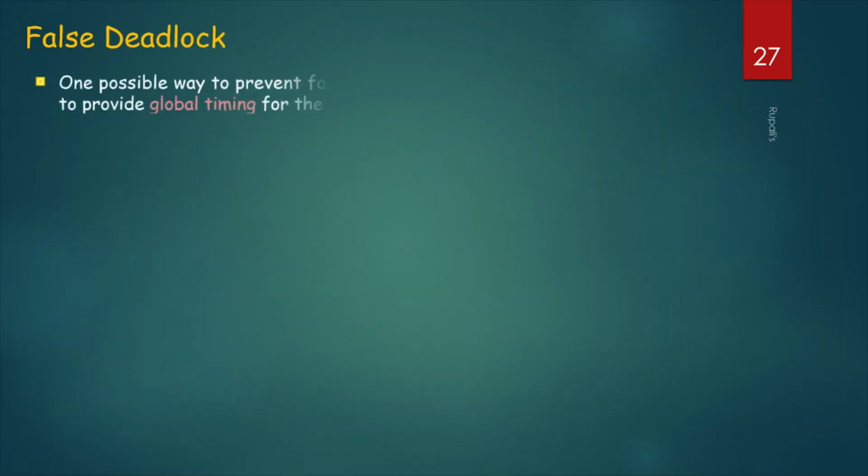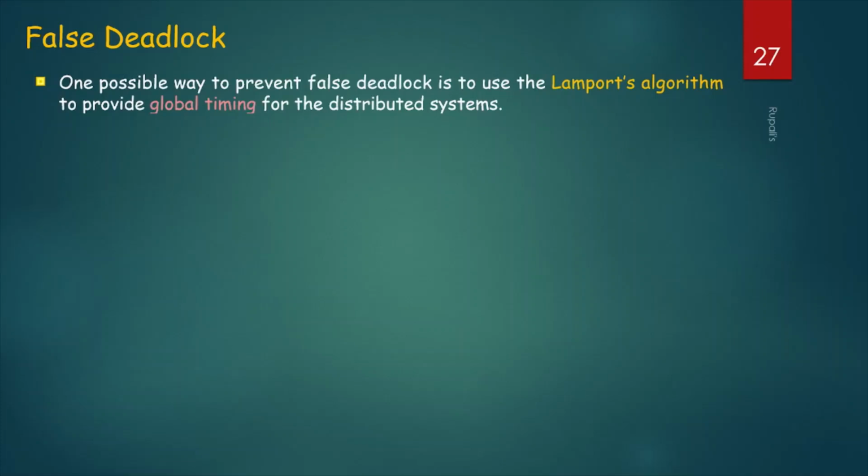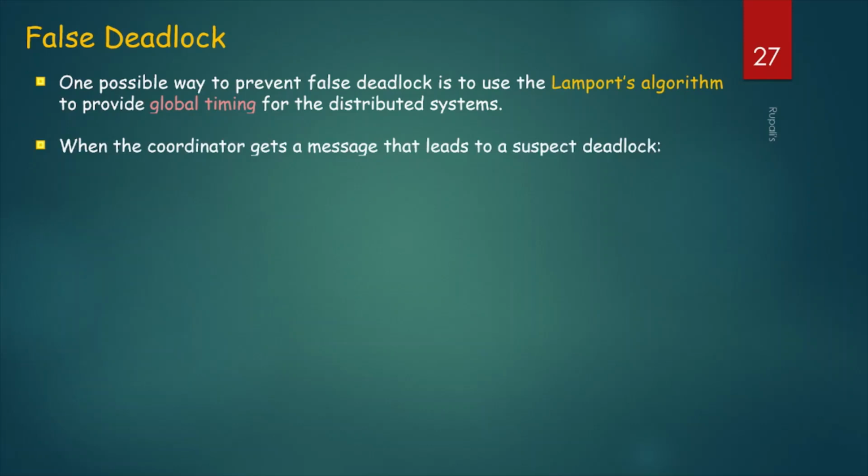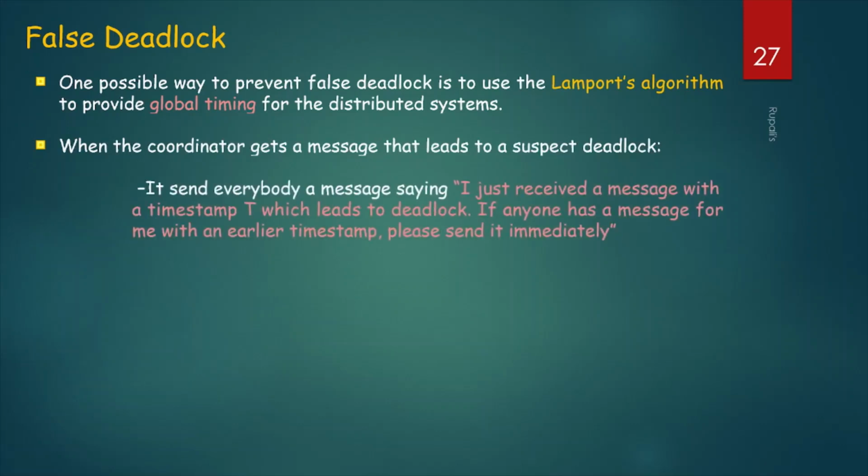For detecting false deadlock, we have to use Lamport's algorithm. Here we have to provide global timing for the distributed system. Means all sites of the distributed system should follow one global timing. And when the coordinator gets a message that leads to a suspected deadlock, then the coordinator sends everybody a message saying, I just received a message with timestamp T, which leads to deadlock. If anyone has a message for me with an earlier timestamp, please send it immediately.